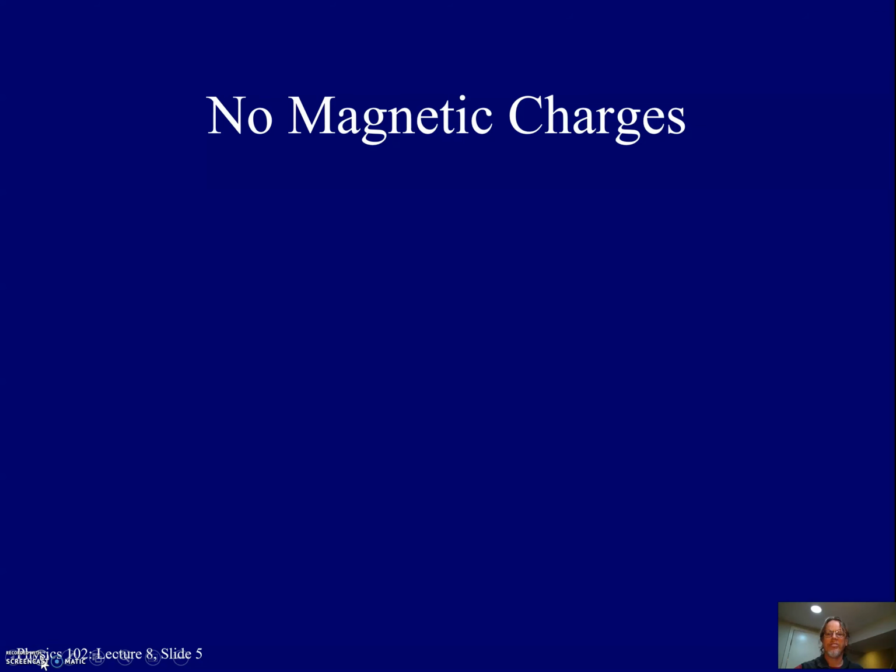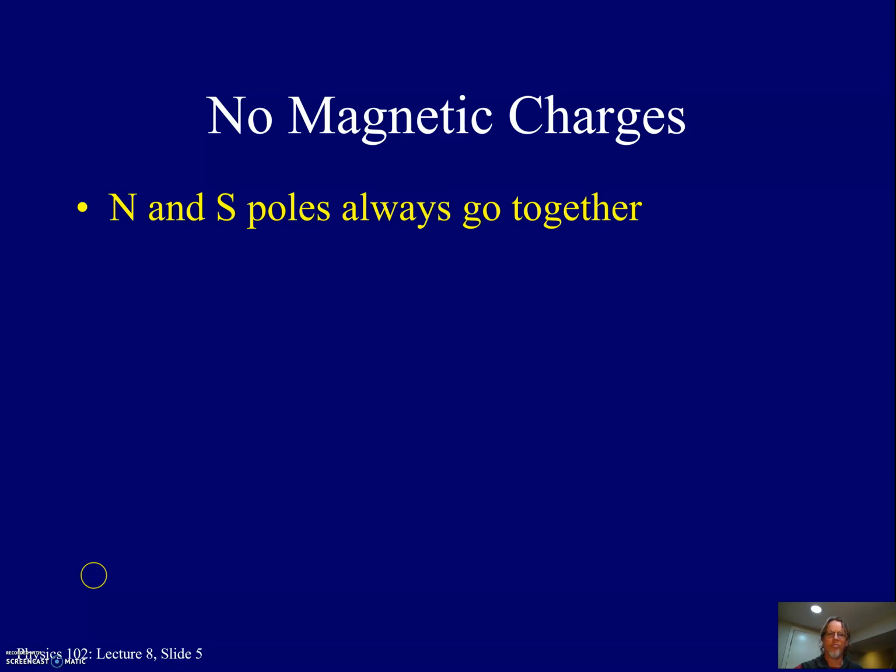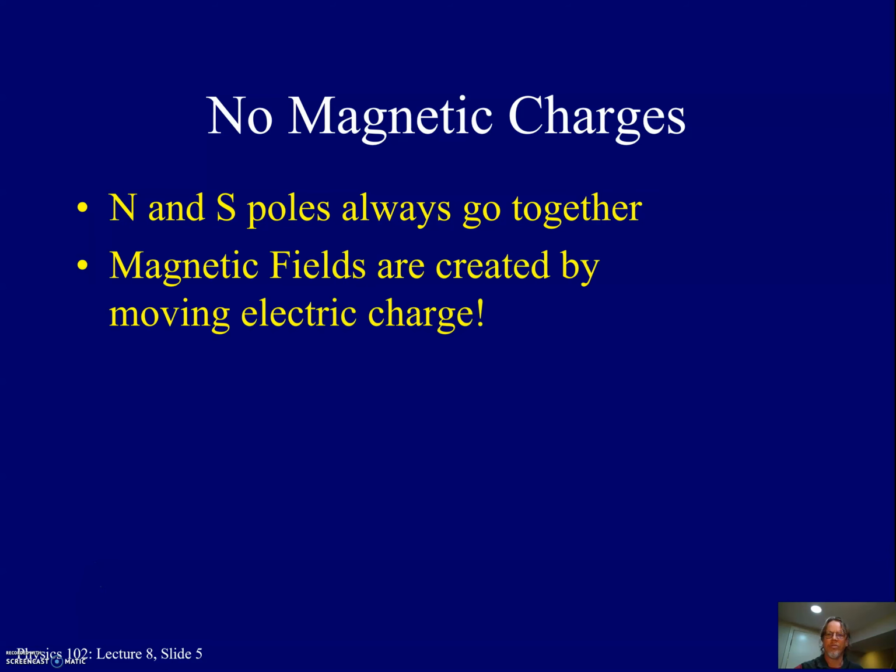Okay. So here's the thing about magnetic charges, or to make a magnetic field. There aren't any things called a magnetic charge. There's a north and a south pole always, and they always go together. You're always going to have a north and a south. But the reason they're there is because of a moving charge.